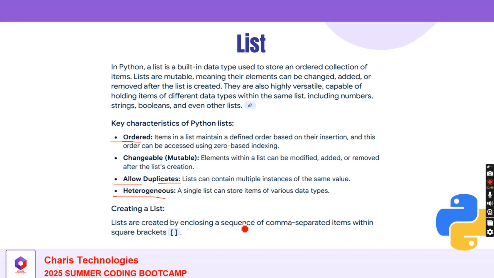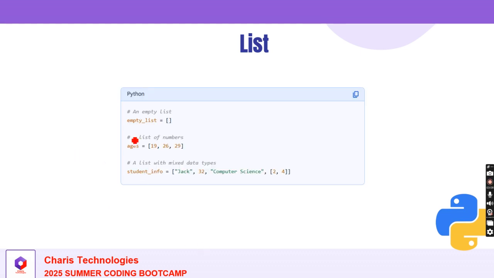So lists are created by enclosing a sequence of separated items within square brackets. So that's how we create lists, and we'll explore that. So this is how you create lists. You have the name of the list, then you put these square brackets. Now this will be an empty list, while this is a list of numbers. So these are mixed data types. You have a string, you have an integer here, you have a string, another string, then you have another list here.